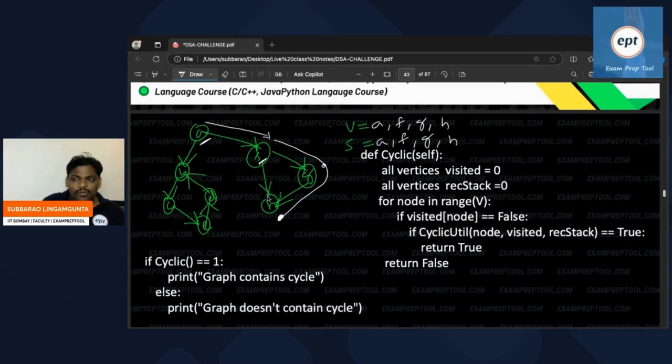H adjacent is no one because you cannot go this side. F side you cannot go. From H you cannot go to F, because see the direction. Because you cannot go, you have to backtrack. Remember, backtrack means pop. So it is popped out. See, this is the difference between the visited array and the stack.